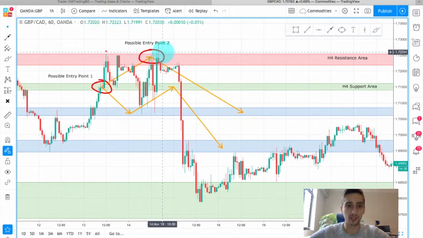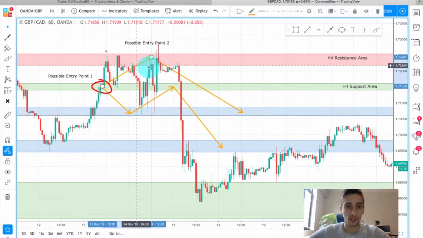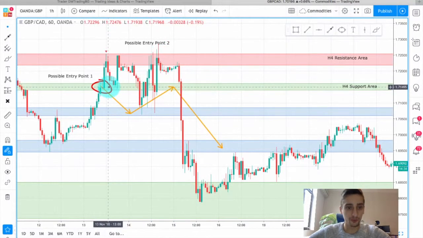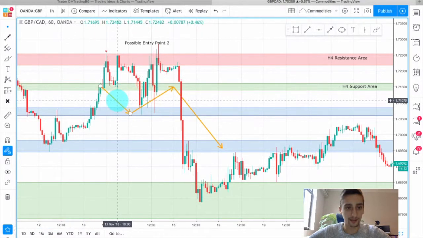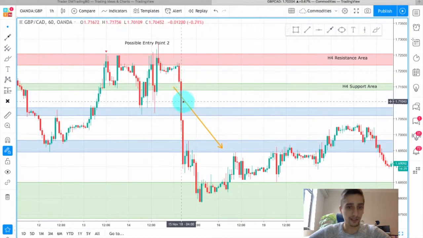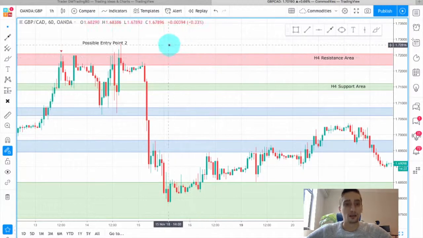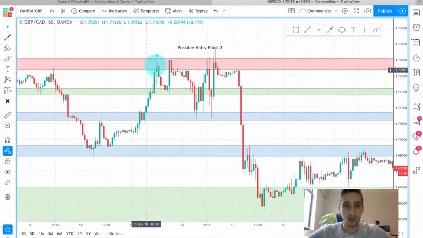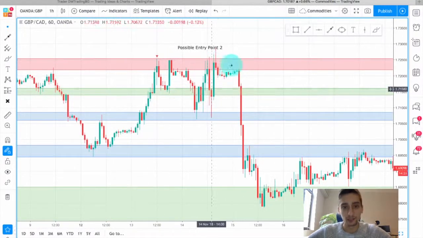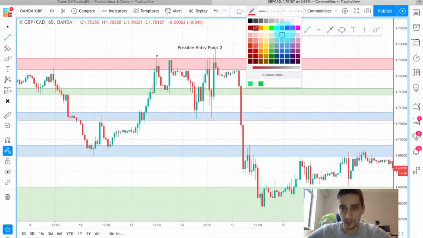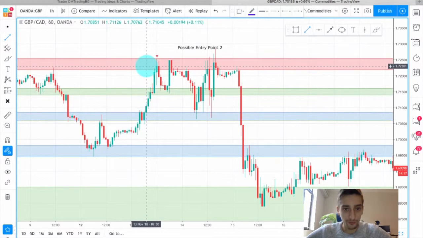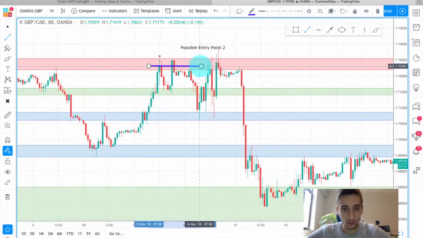Now on the live chart, I want to show you just a few possibilities that I would have taken. So obviously here the movements were pretty strange. You could have entered here if you are using higher highs or lower lows as a strategy.